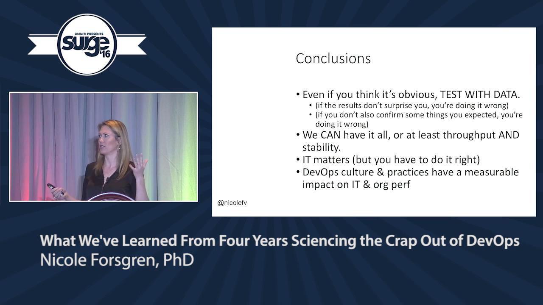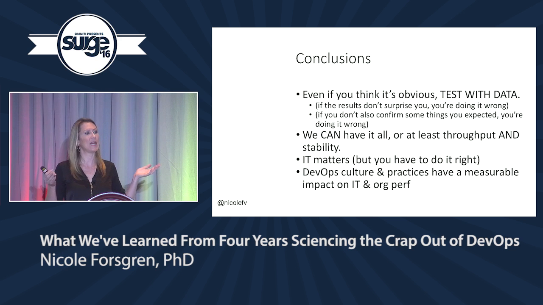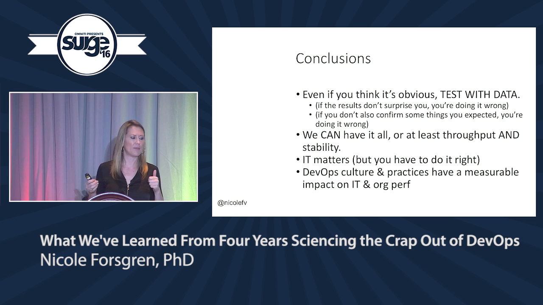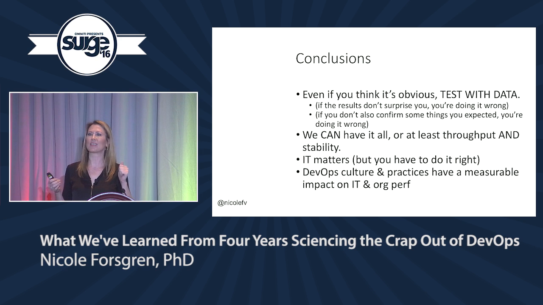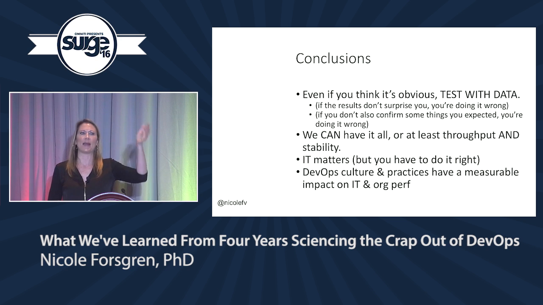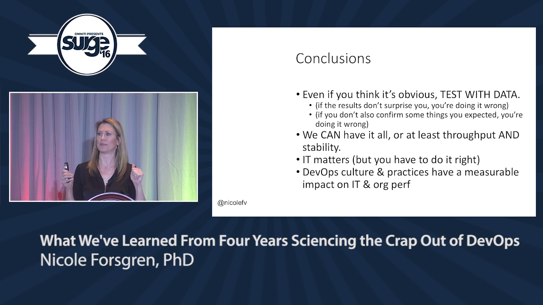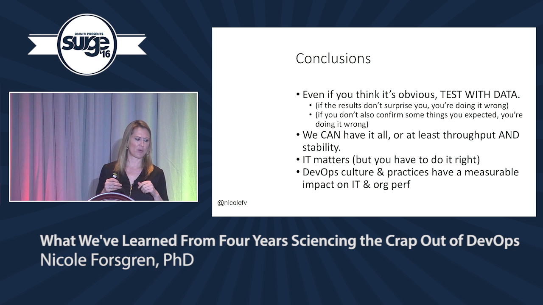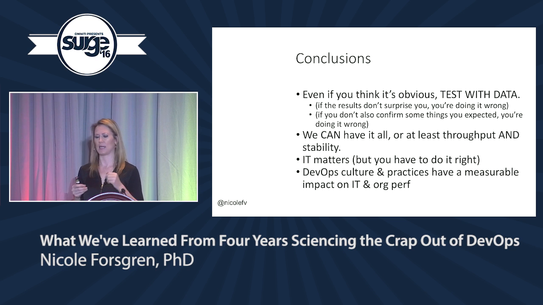There should be some mix in there. Also, we can have it all, or at least throughput and stability. We really can if we're doing all these things right. Also, IT matters, as long as we do include a technology piece, a process and practice piece, and a culture piece. The reason IT wasn't mattering before is because someone just tried to buy technology and plug it in and then walk away. Or they would try to redo all the process and leave everything else alone. Or they were going to redo the culture and then leave everything else alone. We need to have all the pieces, and then magic is possible. And DevOps culture and practices really do have a measurable impact on IT and org performance.